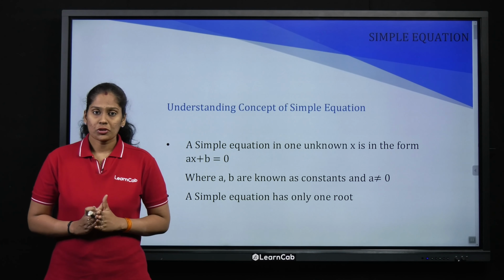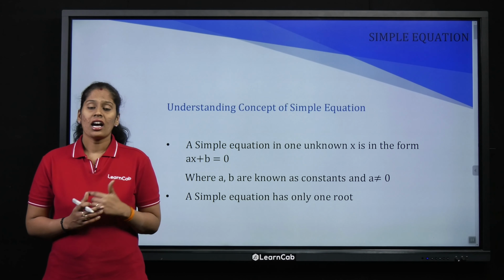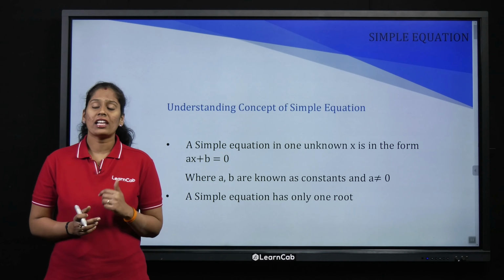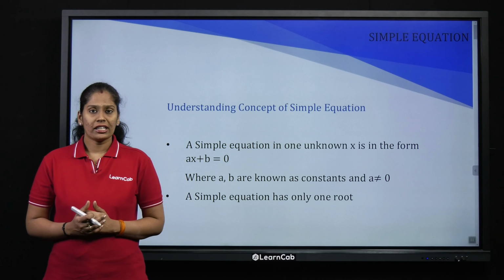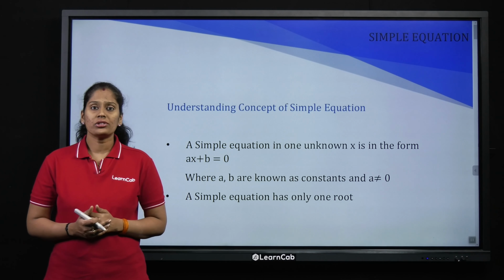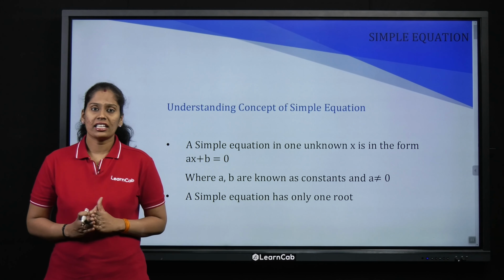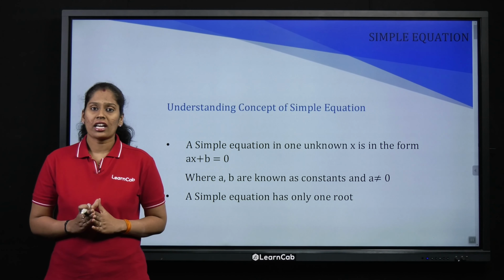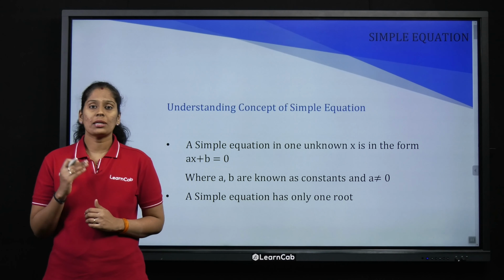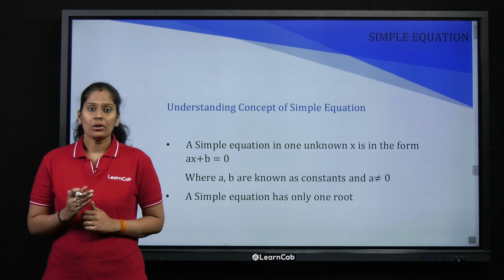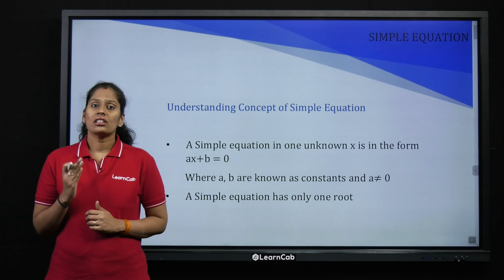So in the concept of simple equation, we understood two things. First, a simple equation will have one unknown x. The general form of the equation is ax plus b equal to 0, where a and b are constants. And the second thing is, a simple equation has only one root. This is about simple equation. So now let us see a few examples to understand this concept.